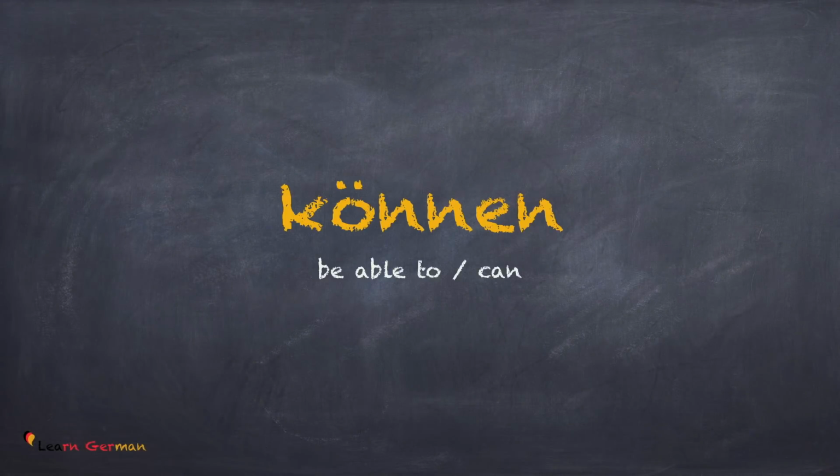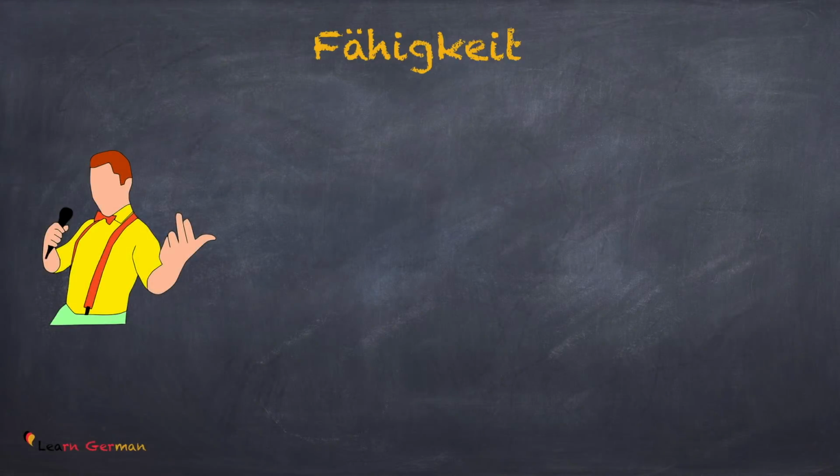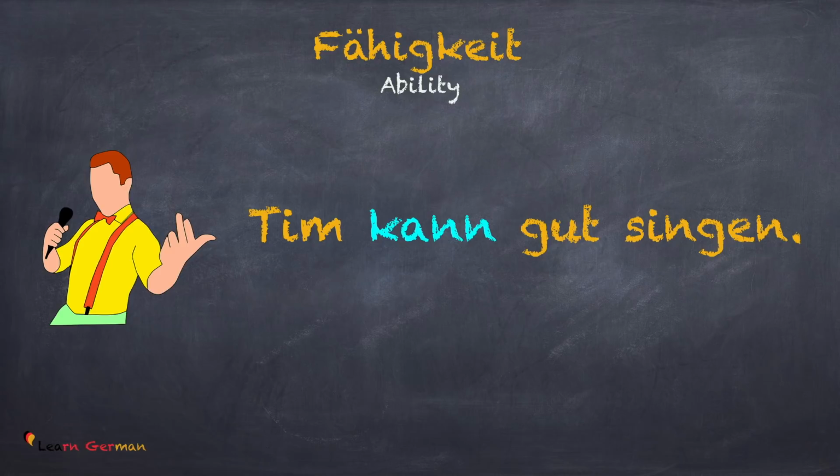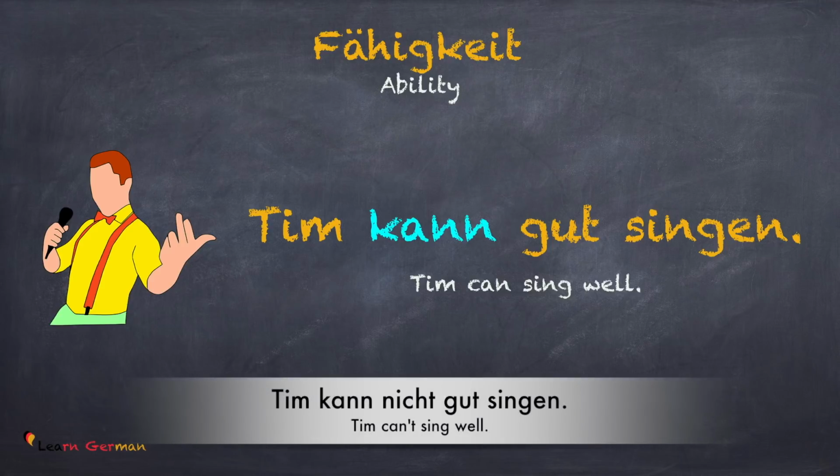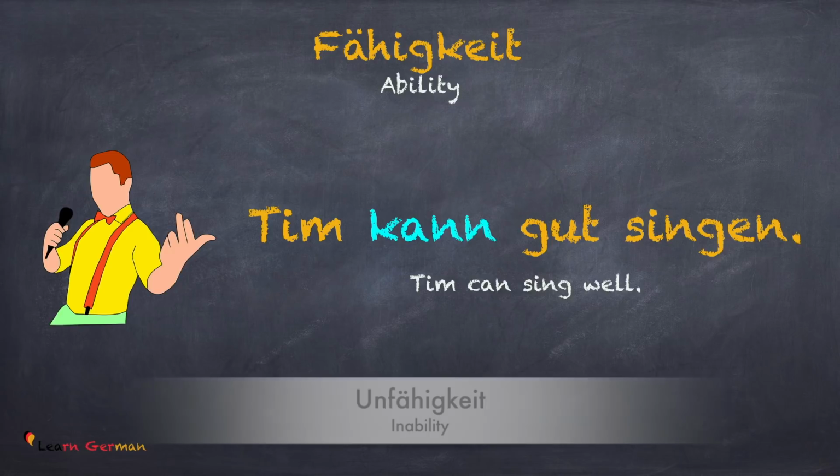Let's first go through the verb können. Let's see what are the various uses of this verb. Fähigkeit. Können is used to describe the ability. For example, Tim kann gut singen. You can also negate this sentence. You can say, Tim kann nicht gut singen. In this case, that will be inability or Unfähigkeit.